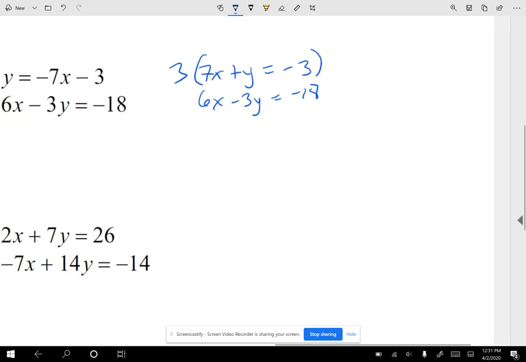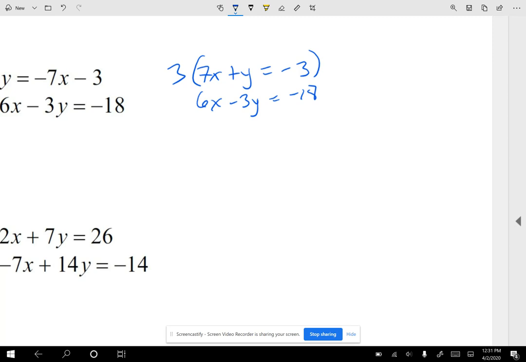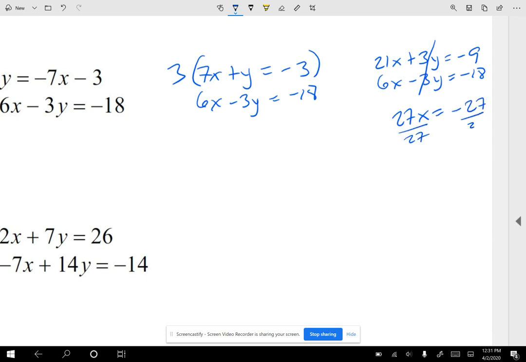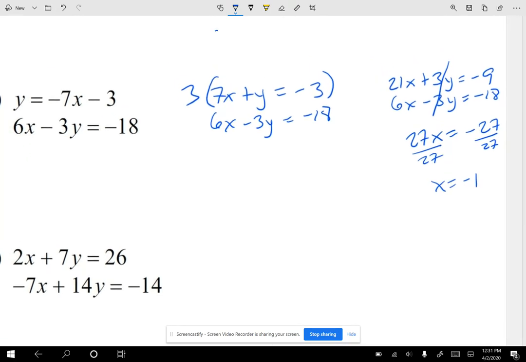So once again, I'm going to multiply everything by 3 on the first one. So I have 21x plus 3y equals -9. My second equation, I have 6x minus 3y equals -18. 3y minus 3y cancel out. So that's what I wanted. So I have that 27x equals -27. Divide each side by the number in front of the x. X equals -1. I know half of my answer.